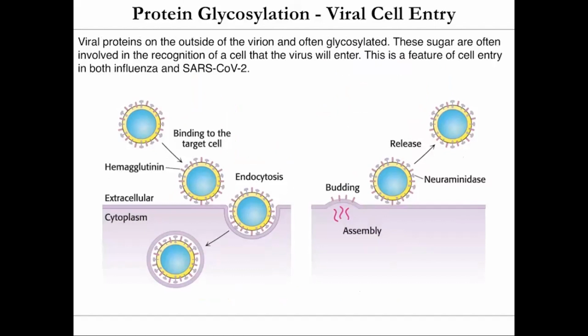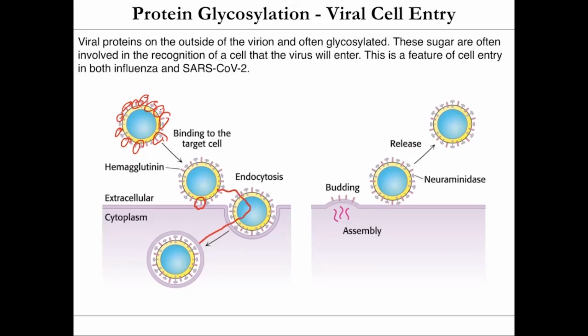And lastly, another really important thing with protein glycosylation is it's really commonly involved in viral cell entry. So viruses usually have these proteins, or I think they kind of always have these proteins, on the outside of the cell. And so those are very often glycosylated. And so how the virus is going to get into the cell is they're going to sort of hijack your machinery that's going to recognize those glycosylation patterns on that virus.